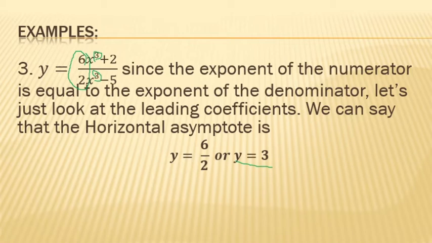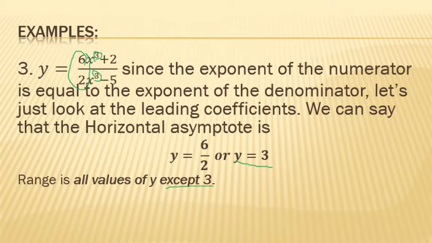Ibig sabihin, meron tayong horizontal asymptote. Meron tayong value ni y na hindi dadaanan ng graph. Therefore, our range is all values of y except 3. Doon sa example 2 kanina, walang exception kasi wala siyang horizontal asymptote. So, lahat ng values ng y niya dadaanan doon sa example 2. Dito sa example 3, meron tayong horizontal asymptote which is 3. Therefore, lahat ng values ng y dadaanan niya except 3.